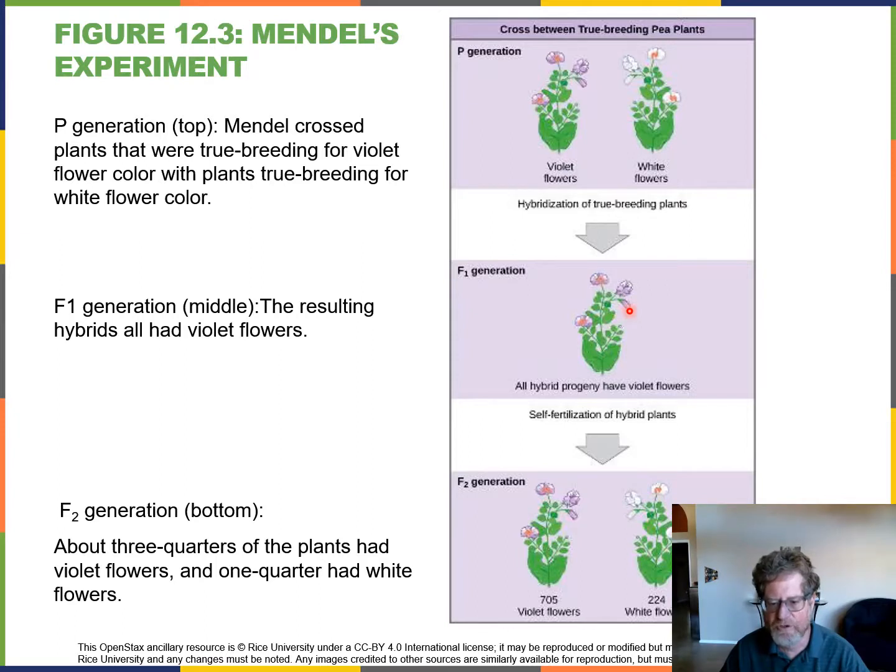But he even went a step further, and he said, well, let me cross the F1 offspring. And when he crossed the F1 offspring, the F2 offspring got some white plants back. So even though the white trait was covered up in the hybrid generation, the F1 generation, it reappeared in the F2 generation. So it's as if you had blue eyes that your parents didn't have, but maybe one of your grandparents had. Okay. The purple trait was found in 3/4 of the F2 generation, and the white trait in about 1/4.